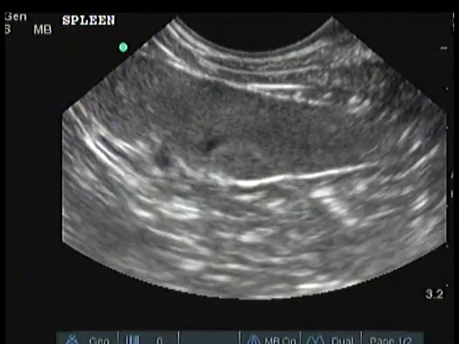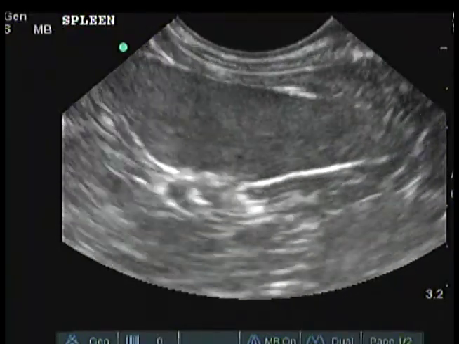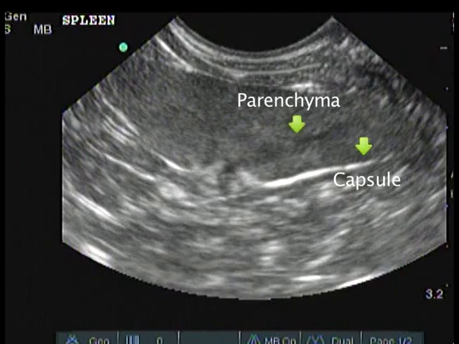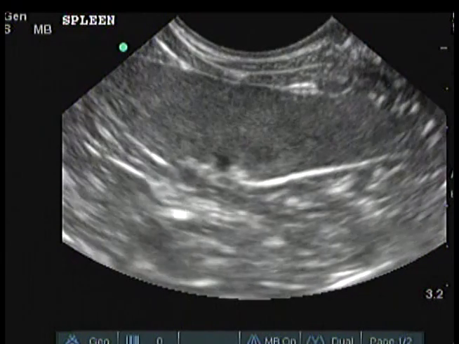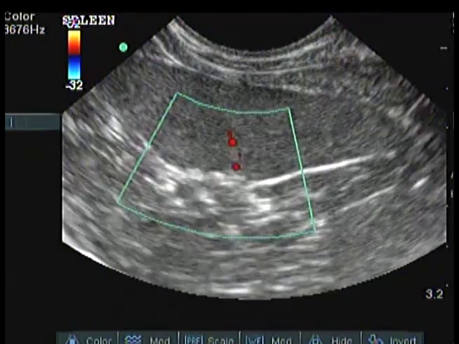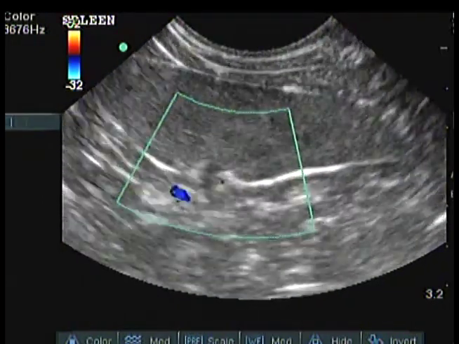In dogs and cats, the splenic capsule is a thin, smooth, hyperechoic line. The parenchyma is homogeneous and slightly more echogenic than normal liver parenchyma or renal cortex. Splenic veins can be seen crossing the visceral splenic capsule at the hilus of the spleen. The presence of veins crossing the capsule helps to differentiate spleen from liver.